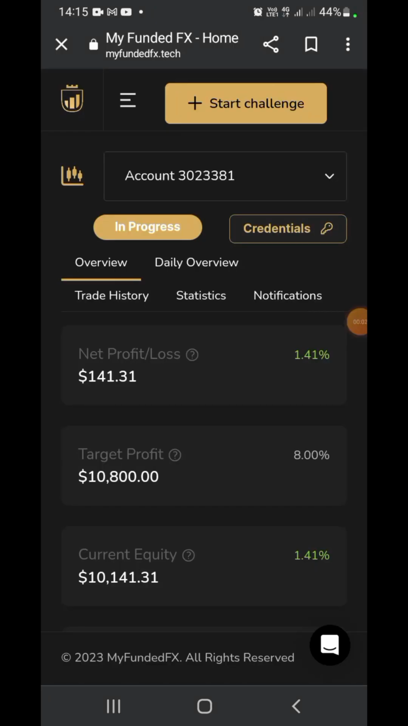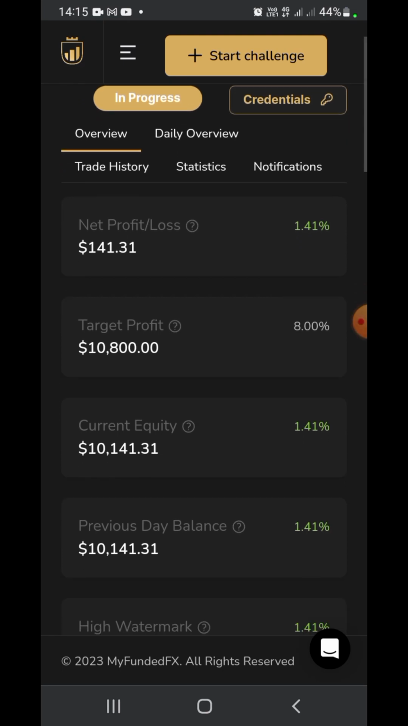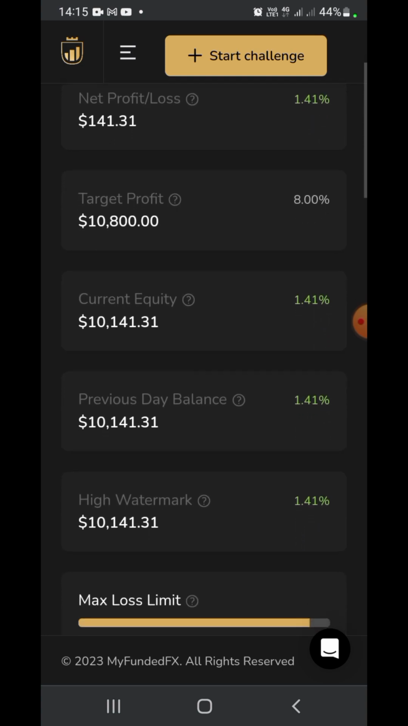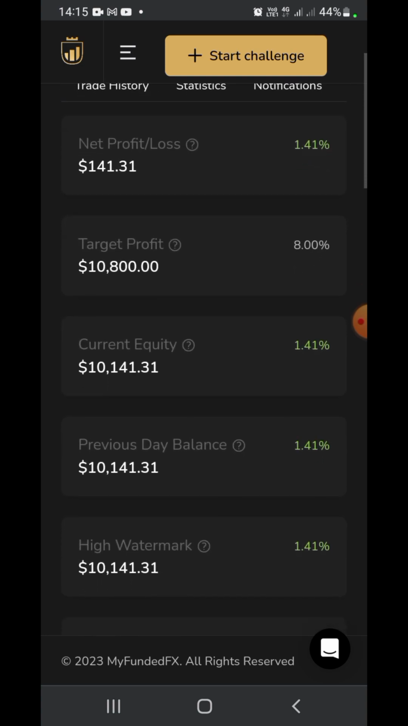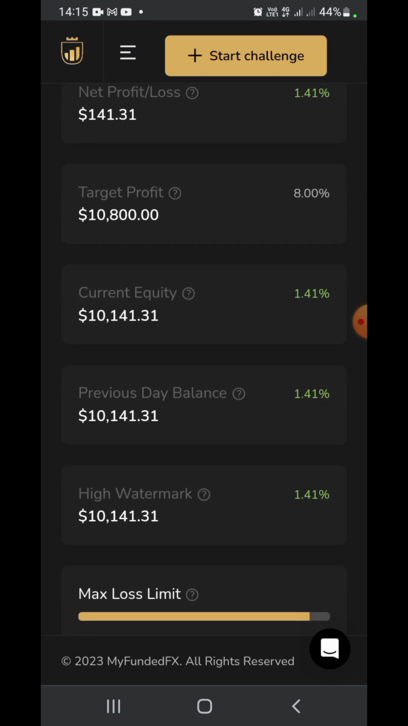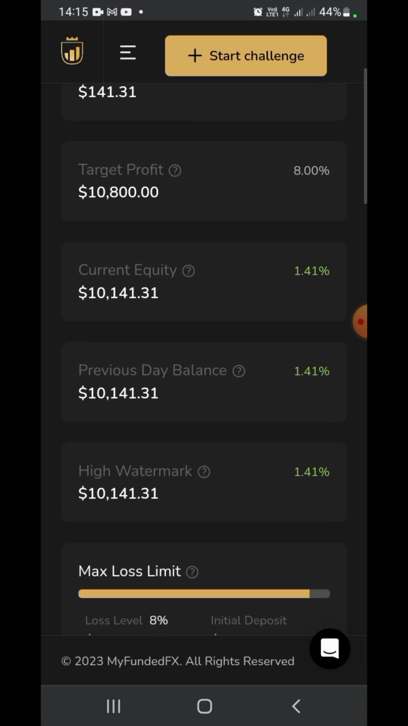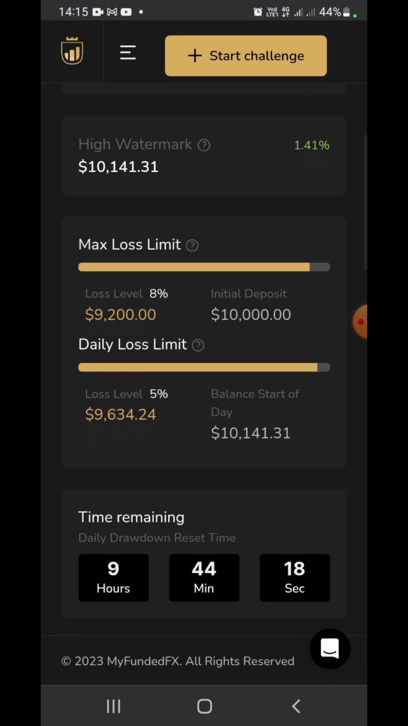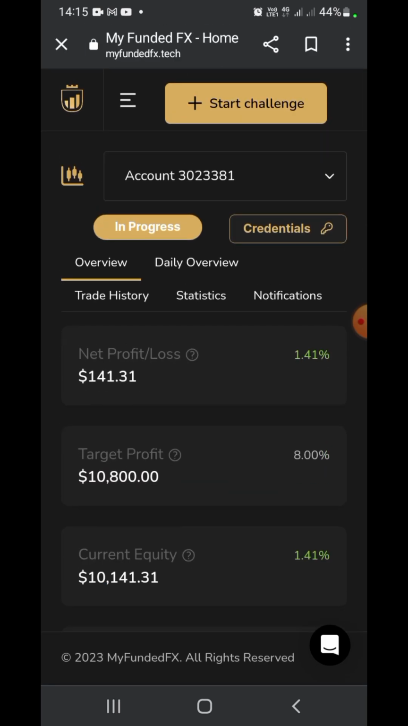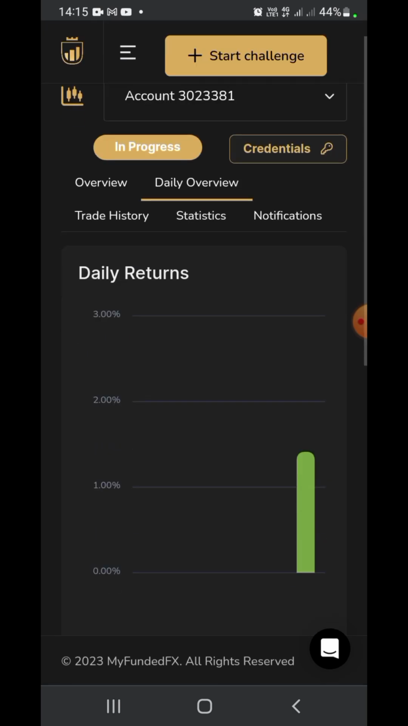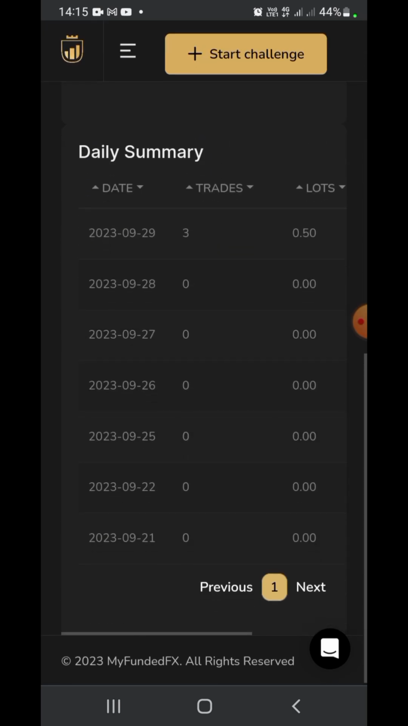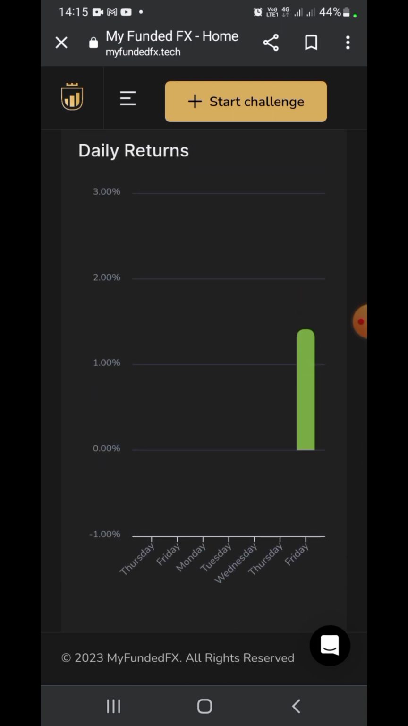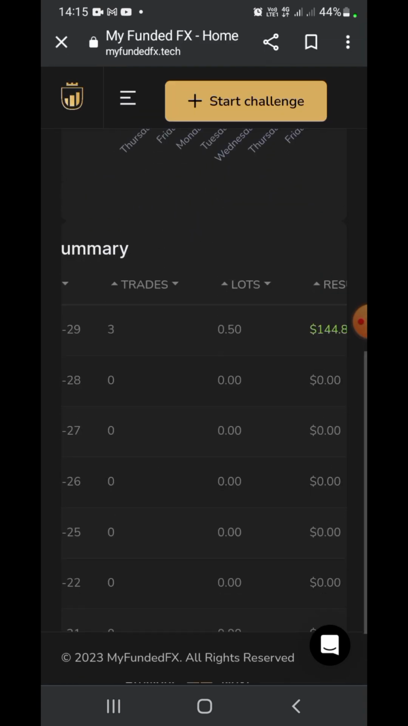Okay guys, so these are my Forex Fund account details, and you can see from the trade we took in EURUSD, we managed to get $141.31 in profit, and that's a net return of 1.41%. So you can see here we have a target of 8%, which is $800, and that's quite a good return, considering it's the first trade, and I'm not used to having winners during the first trades. You can see here the first trade, we took it on Friday, yes, that's yesterday, and we got a winner.